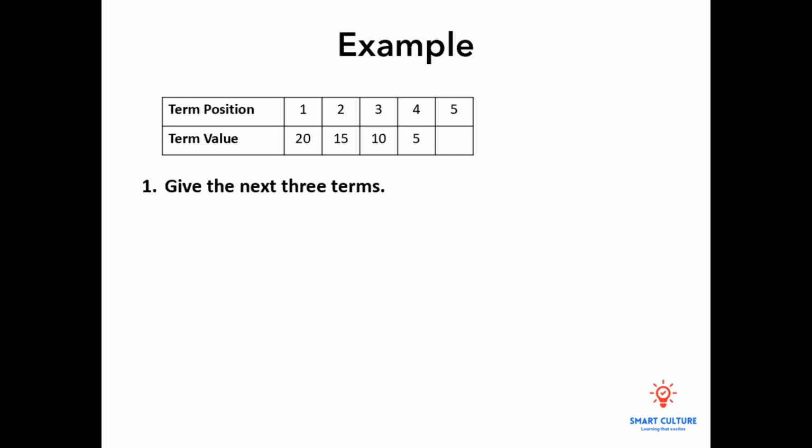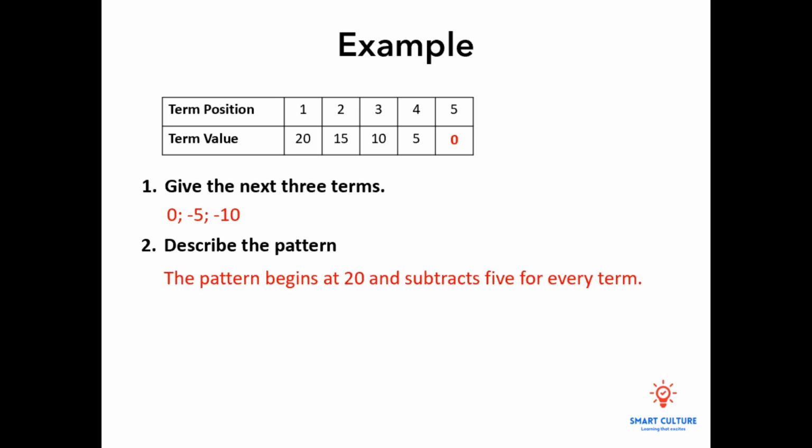So give the next 3 terms. If we look at term position 5, the term value will be 5 minus 5, which is 0. And after that, what do you think it will be? 0 minus 5 is minus 5, and then the term after that will be minus 10. Describe the pattern. The pattern begins at 20 and subtracts 5 for every term.